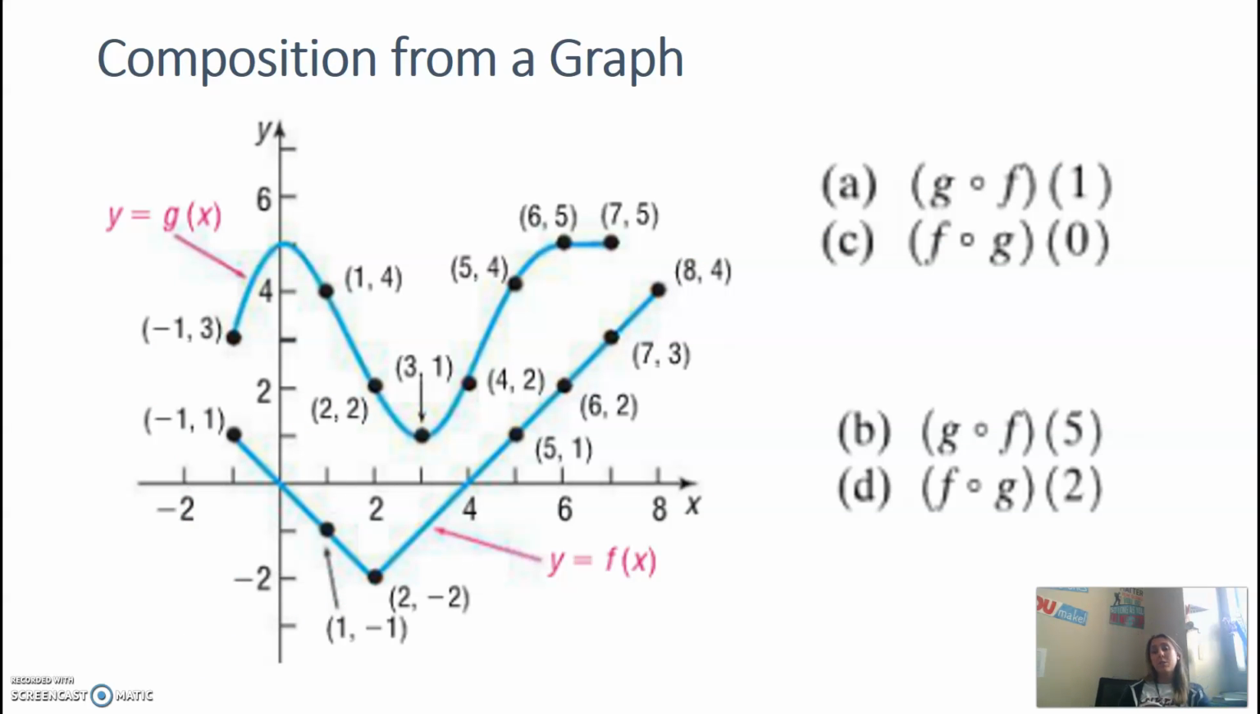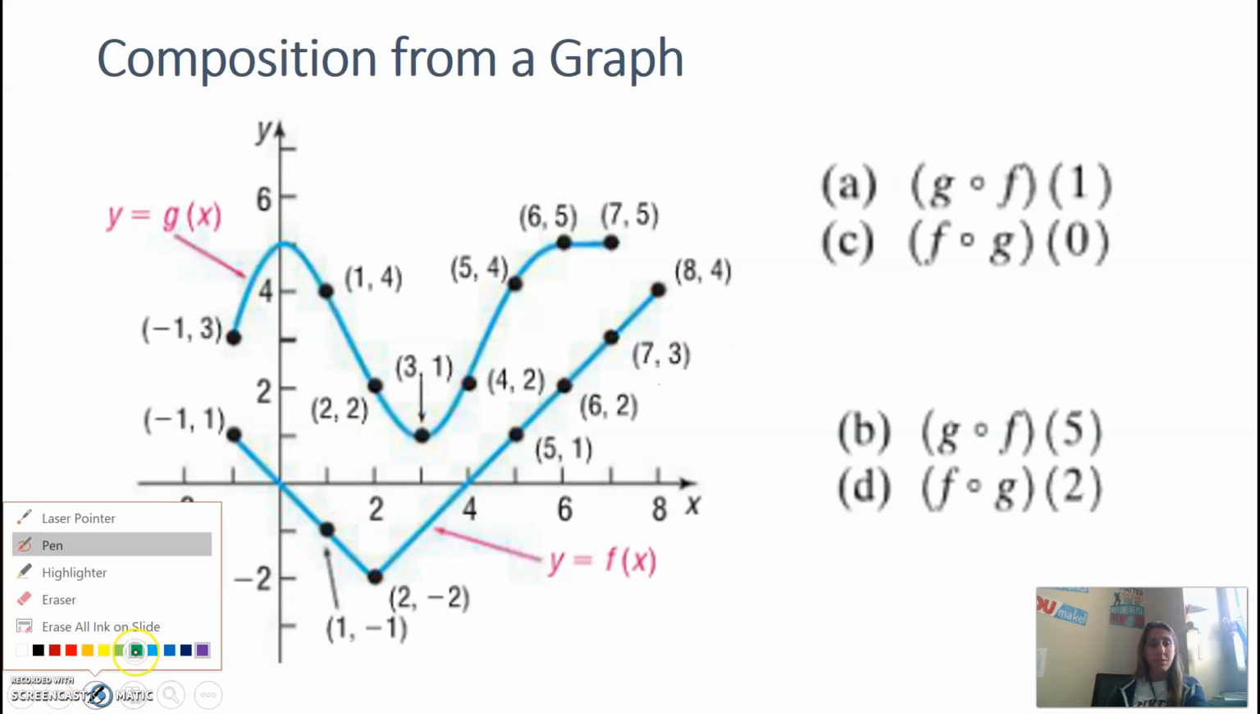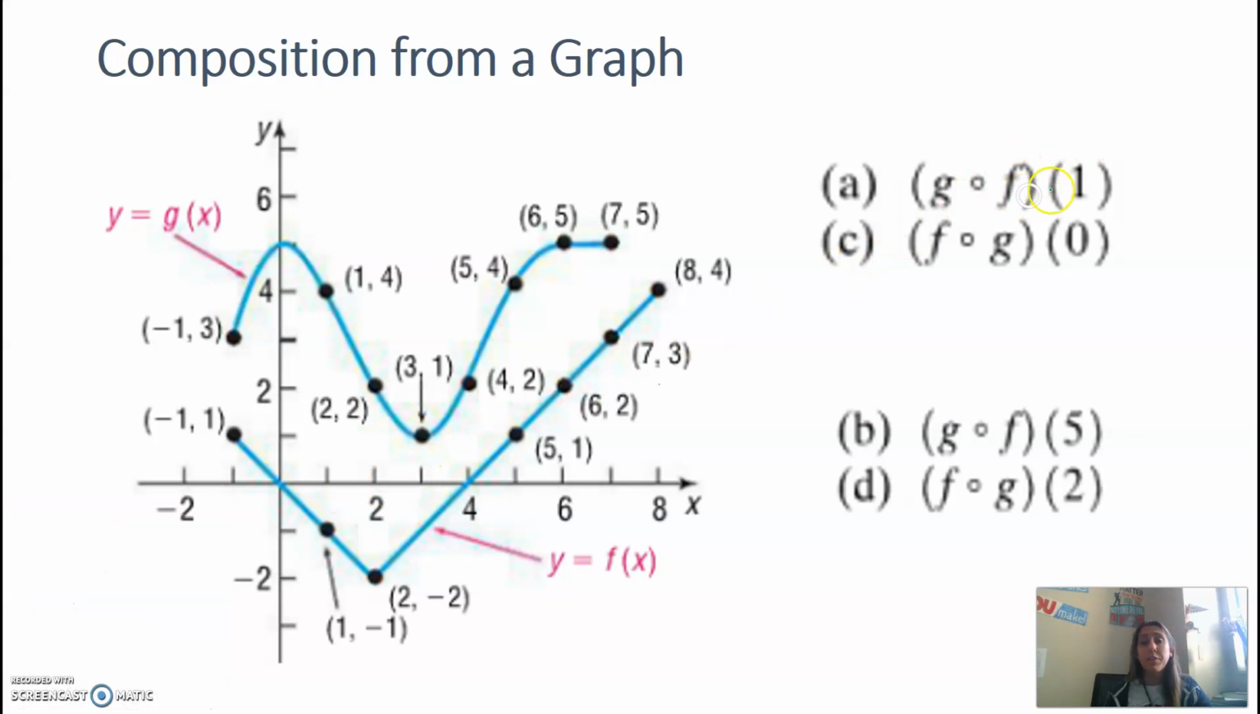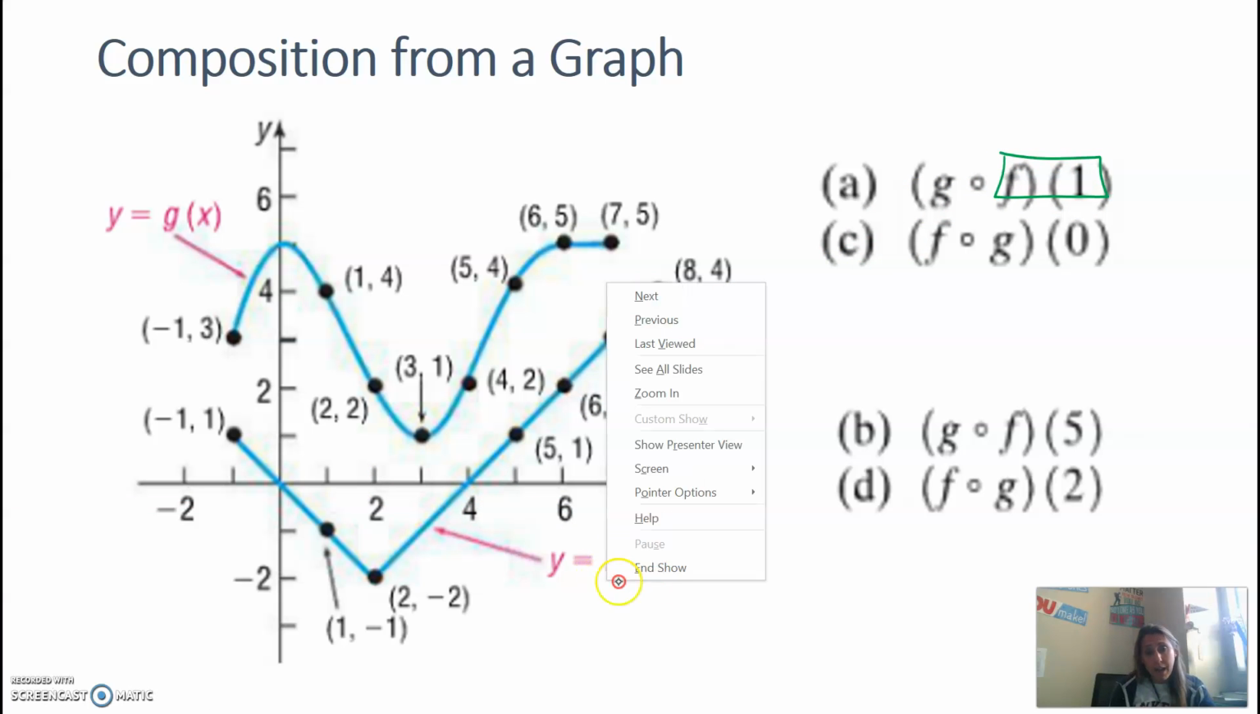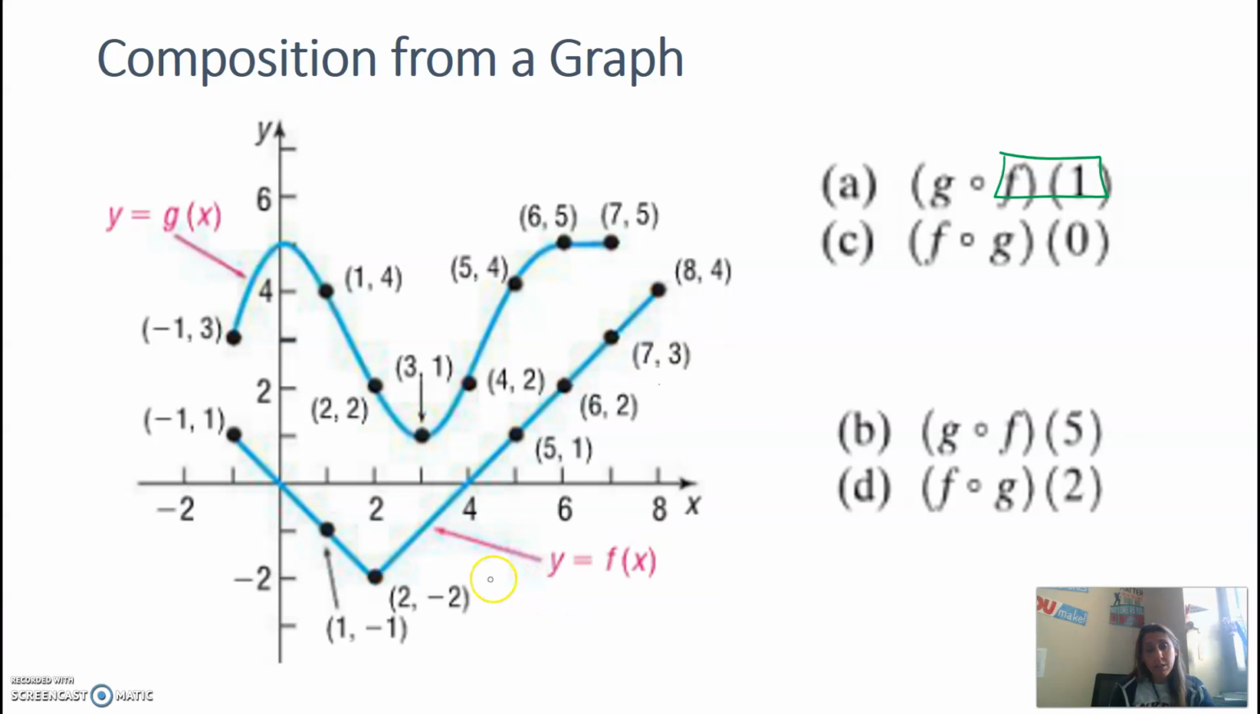It did take students a little bit of time to put it in, so go ahead and hit pause and put it in. Alright. So again, we're going to find f of 1. So the biggest thing here is to notice that my f function right here is these points right here that are all connected, and my g function is right there.